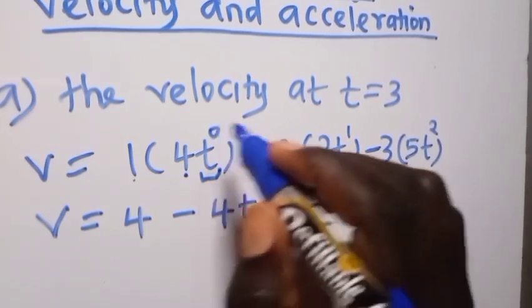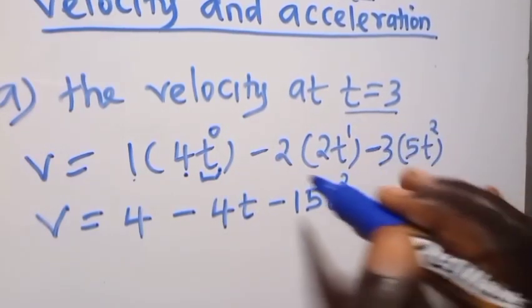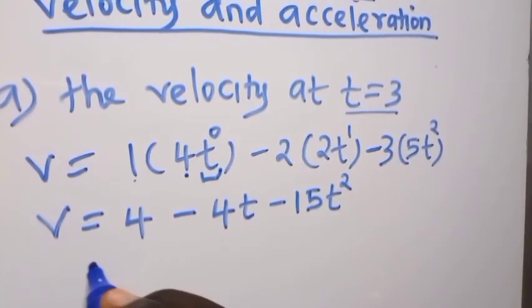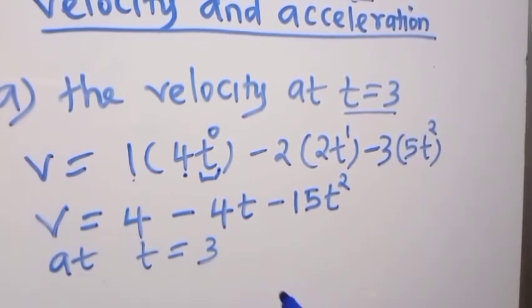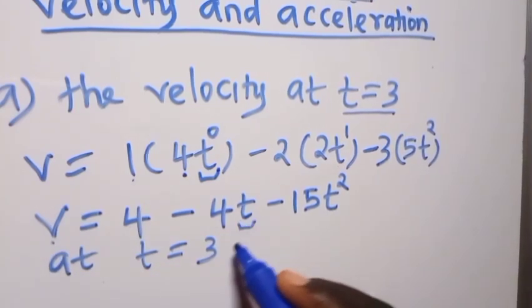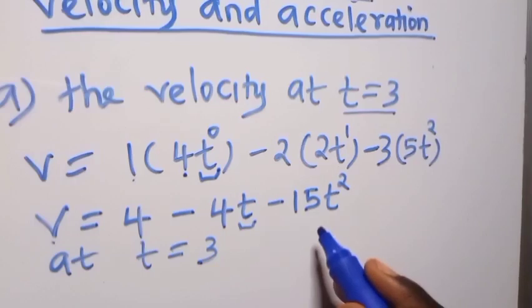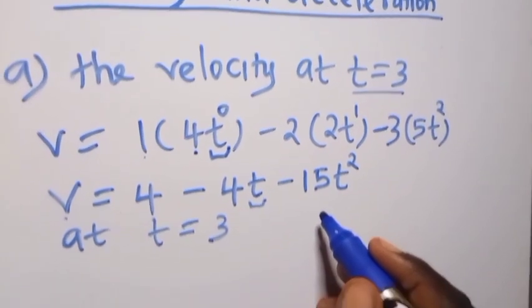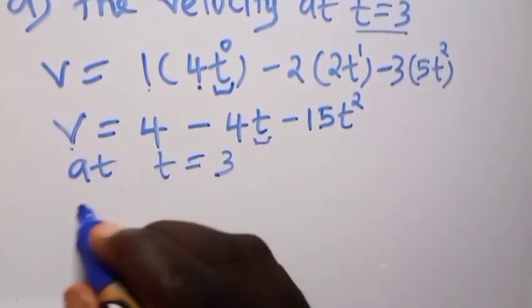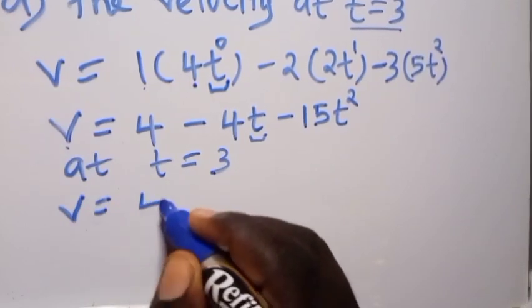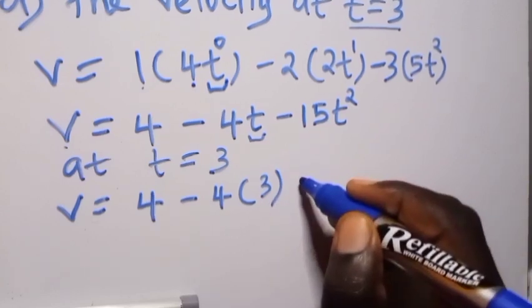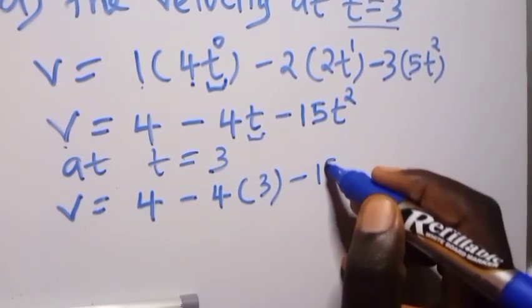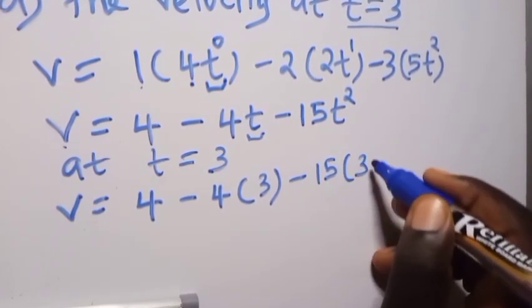then we can say that at t equals 3, what will be our velocity? At t equals 3, what will be our v? So instead of t, we shall substitute with 3. Therefore, we shall have v equals 4 minus 4 into 3, then minus 15 into 3 squared.